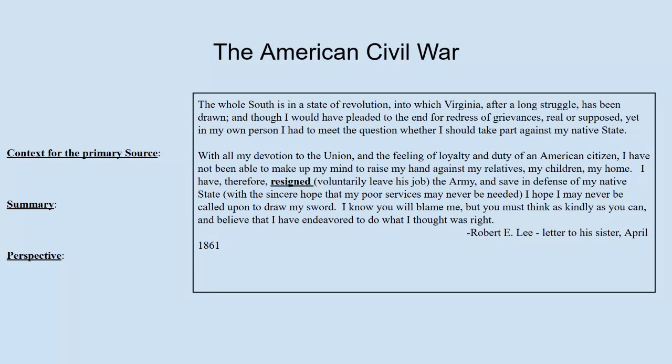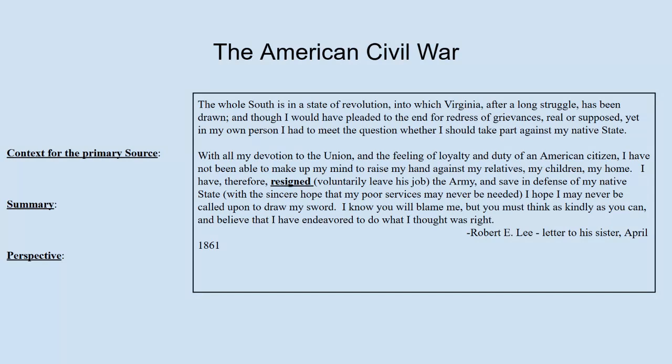and he's got to make a decision. Does he stay in the Union Army and then fight against his home state? Or does he leave the Union Army and fight with his home state? Does he go and join Virginia in the secession? He continues on, "With all my devotion to the Union and feeling of loyalty and duty of an American citizen, I have not been able to make up my mind to raise my hand against my relatives, my children, my home." Again, his relatives, his children, his home are all in Virginia. So he cannot raise arms against his relatives, his kids, and his home in Virginia.